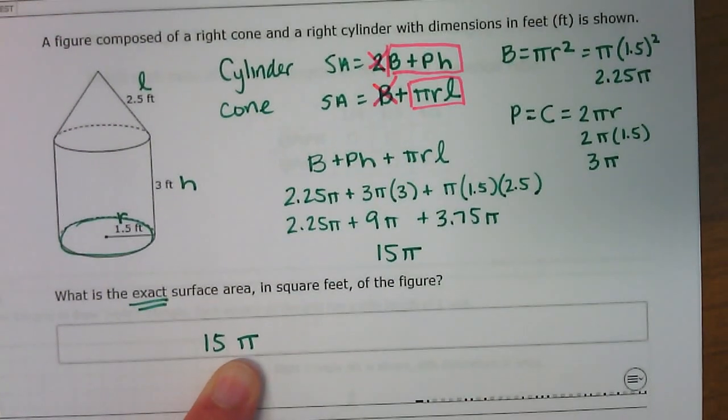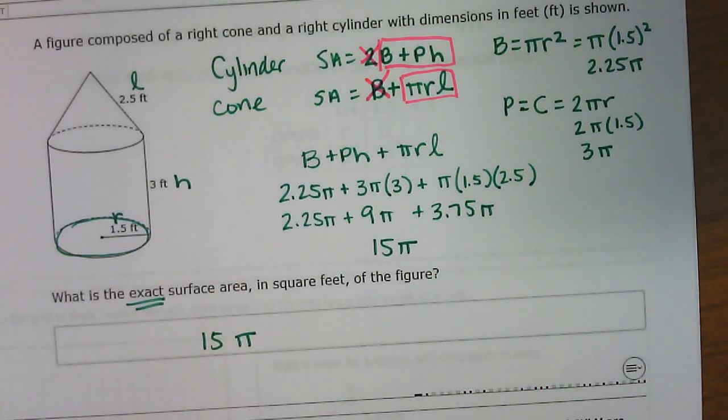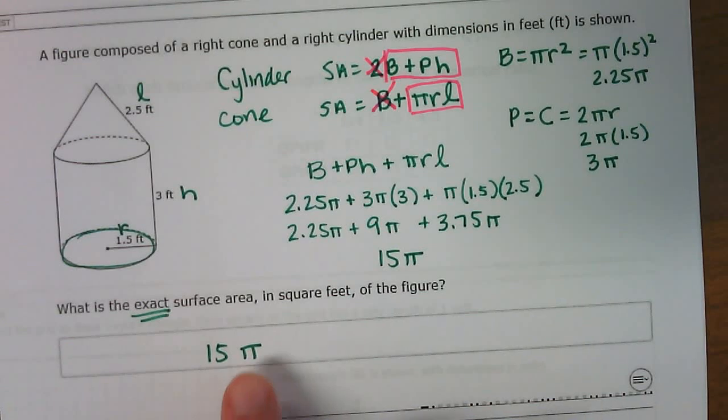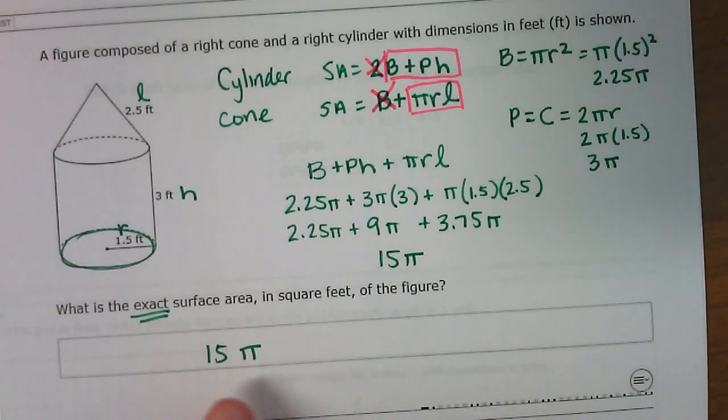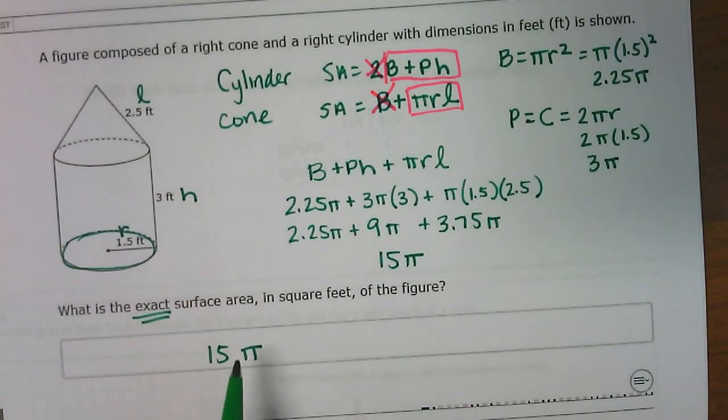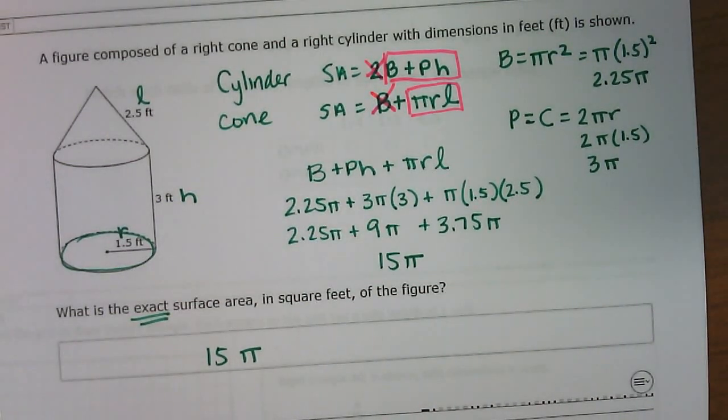Okay, if it had said to round, we do not want to round until we get to the very end, and then at this point, this is where we would hit times pi on our calculator and round to whatever directions they gave us. Okay, but this is super important that if it says exact, you leave your answers in terms of pi.